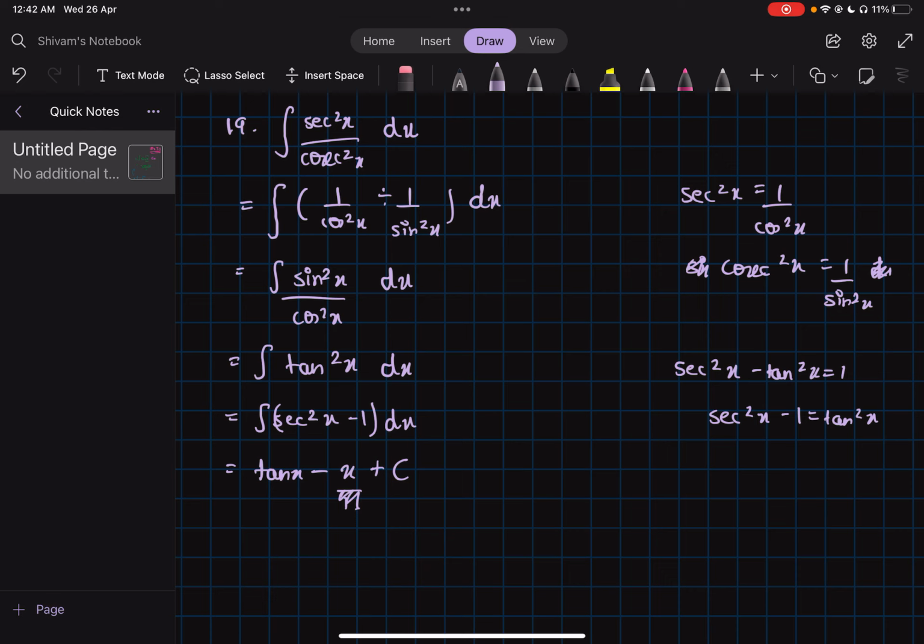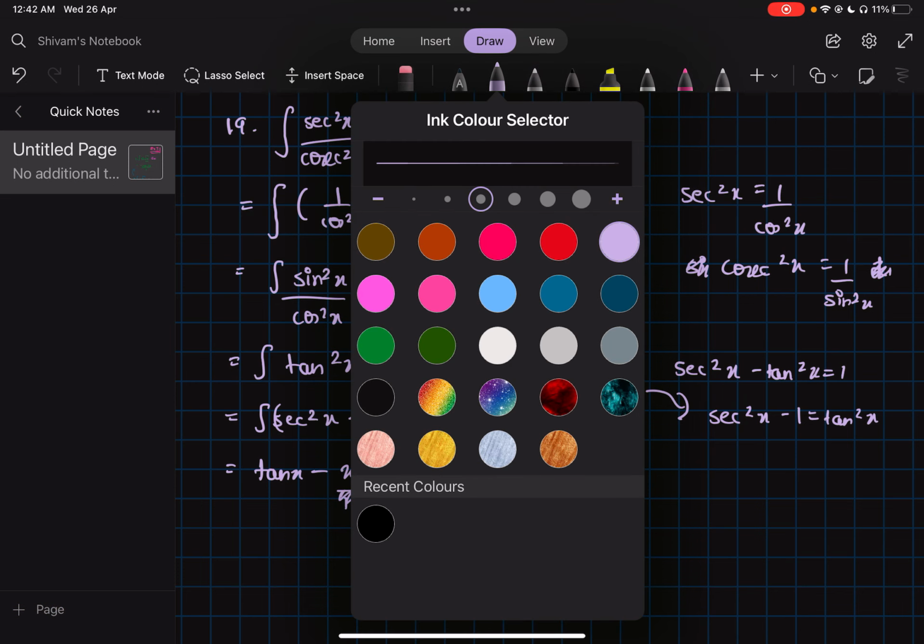Right. I hope you understood this step. We're just using the identity to express it in two separate forms because we don't know the integral of tan x yet, even though we'll learn it after this exercise.